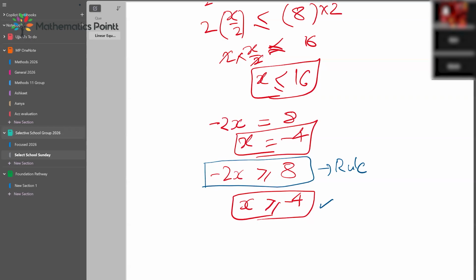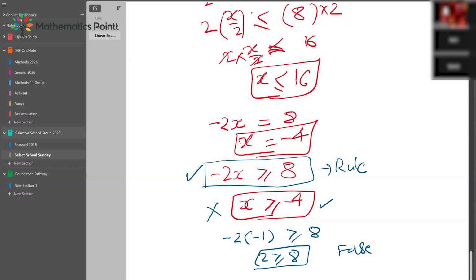Kartiki said -1. All right, let's try with -1. Let's drop it in here. -2 times -1 should be greater than or equal to 8. -2 times -1 is 2. 2 is greater than 8. Is this true or false? This is false. So that means this answer is incorrect.